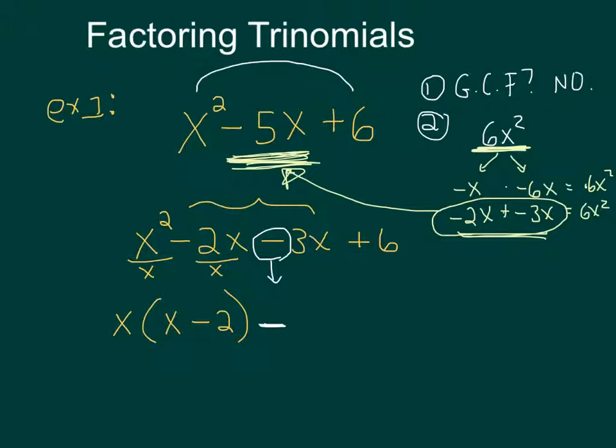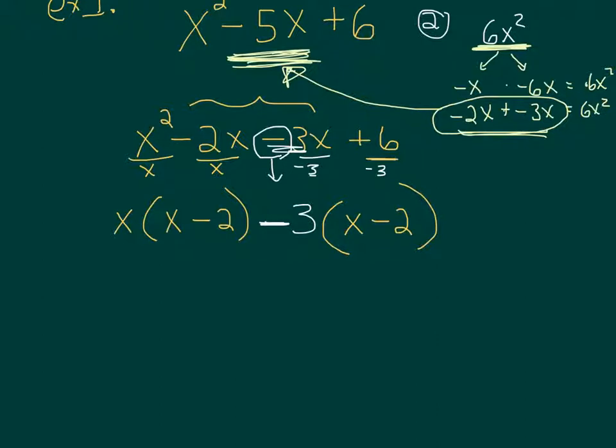Between these two terms, what is my GCF? It's 3. So I take out, in this case, a negative 3. So what I'm really doing is dividing both by negative 3. Well, negative 3x divided by negative 3 is positive x. Positive 6 divided by negative 3 is negative 2. And then now, what I have is this.